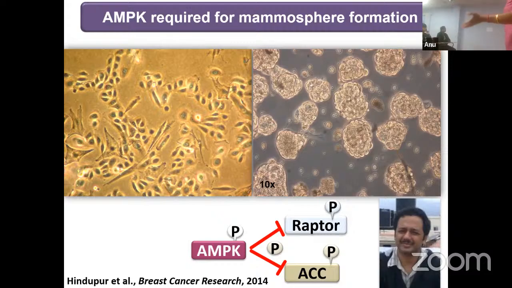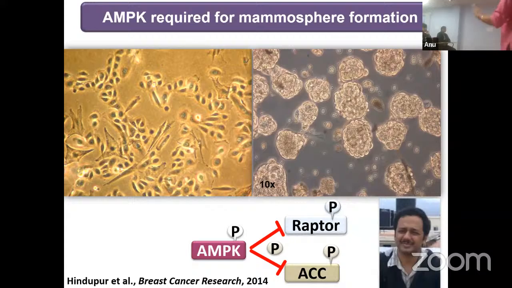How do we test for activation of a protein? We can ask whether AMPK itself gets phosphorylated because that is when it gets activated. It is a kinase. The K stands for kinase. What do we mean by kinase? It can phosphorylate other substrates. So its two substrates are these two. The names may sound very weird. One is called Raptor, one is called ACC.